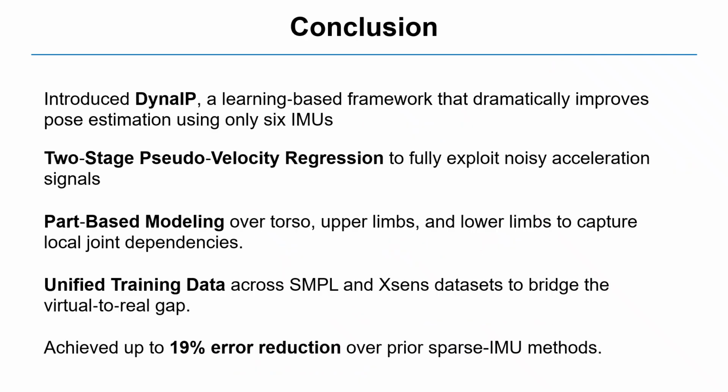In conclusion, the author introduced Dynamic Inertial Poser. It utilized two-stage pseudo-velocity regression to fully exploit acceleration data and part-based modeling to capture local joint dependencies. Also, it used unified training data to bridge the virtual to real gap. As a result, it achieved up to 19% error reduction over prior sparse IMU methods.